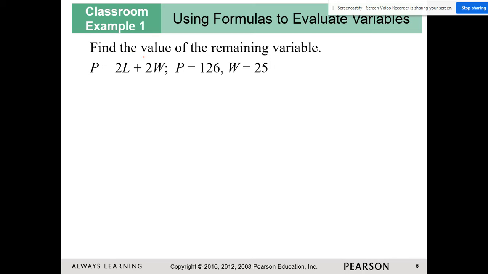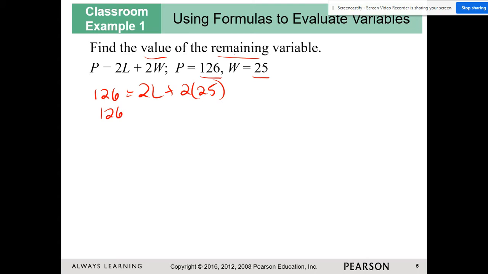Okay, so find the value of the remaining variable. We know that the perimeter is 126 and the width is 25. So we're going to replace our P with 126, and we're going to replace our W with 25. And we have to solve for L.